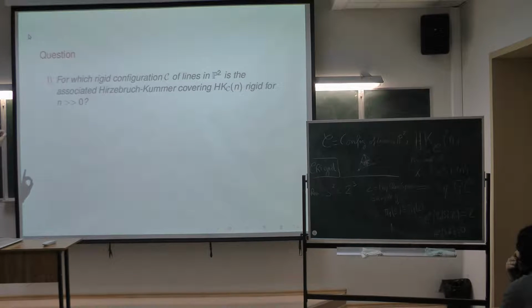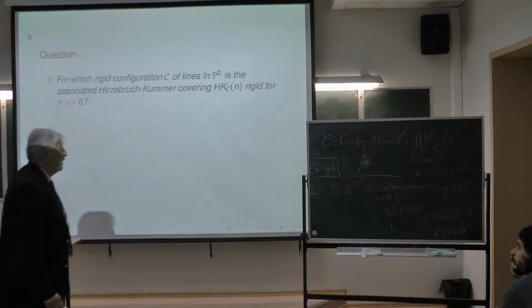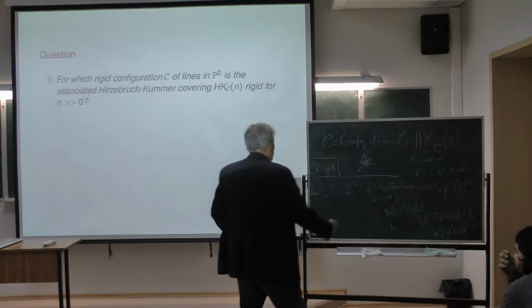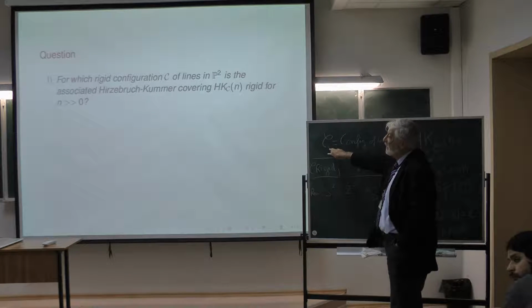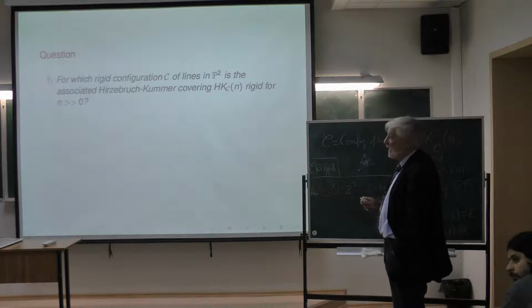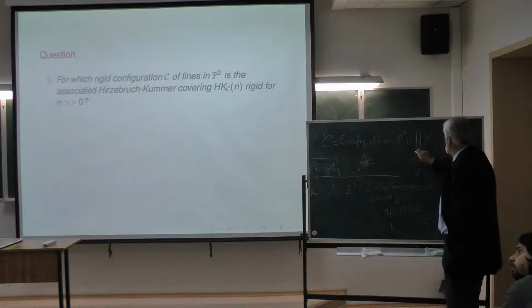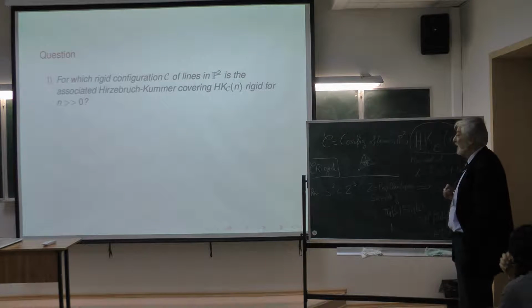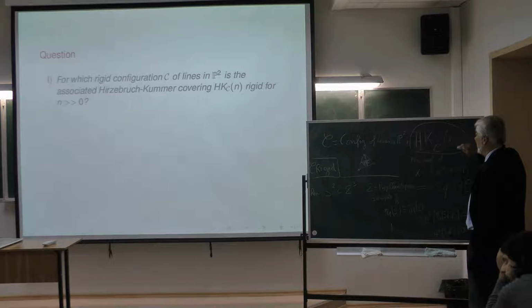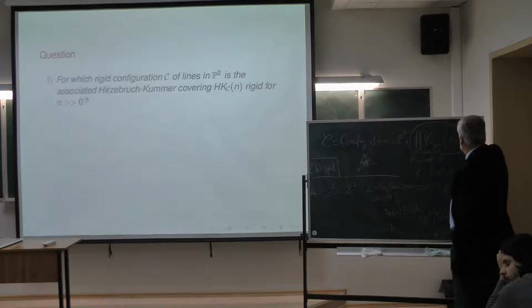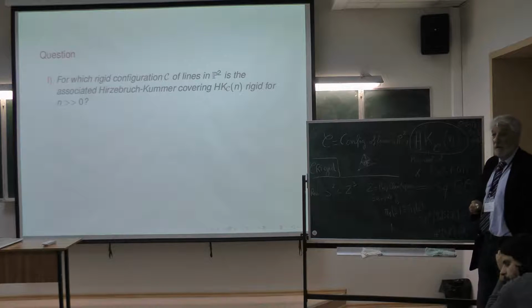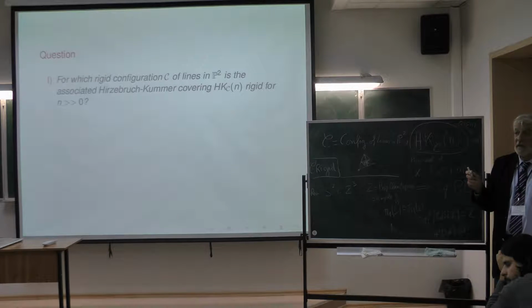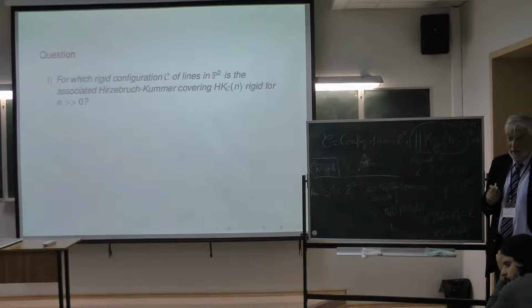Now, the general question is really this one. If you take a rigid configuration of lines, then is it true that this surface is rigid for n large enough? In the case of the complete quadrangle, it was n at least 4.